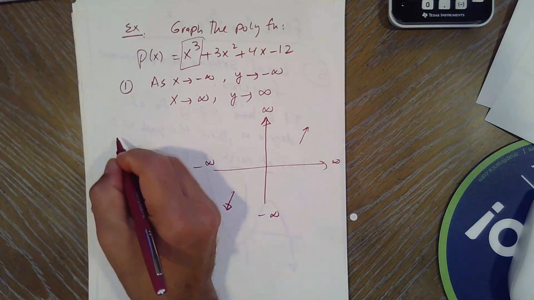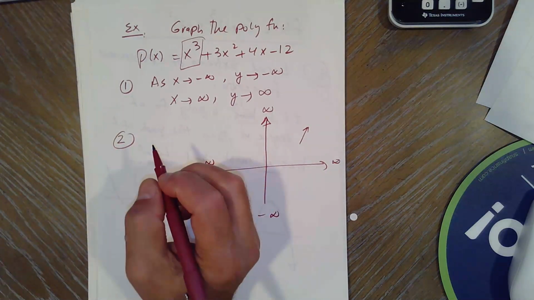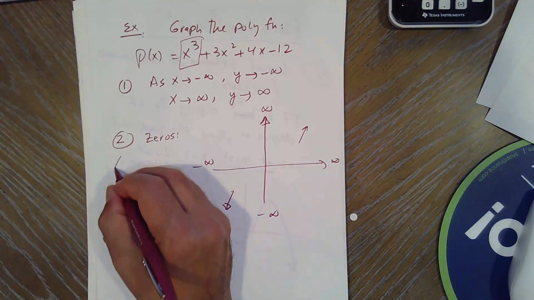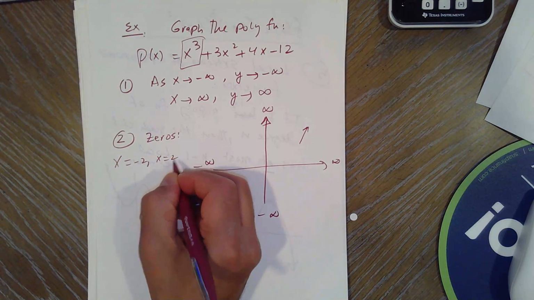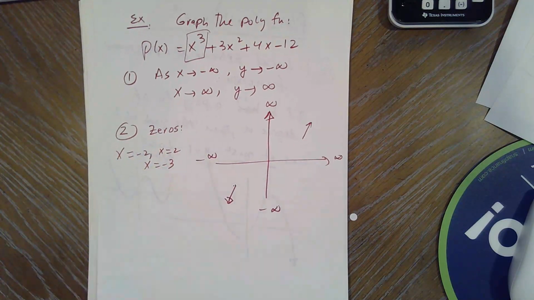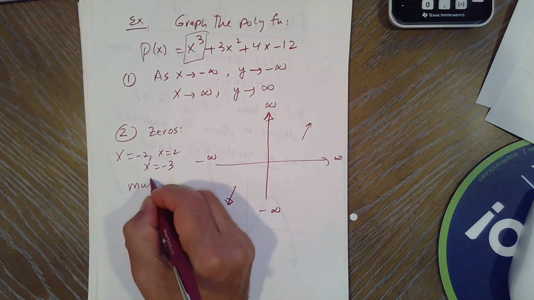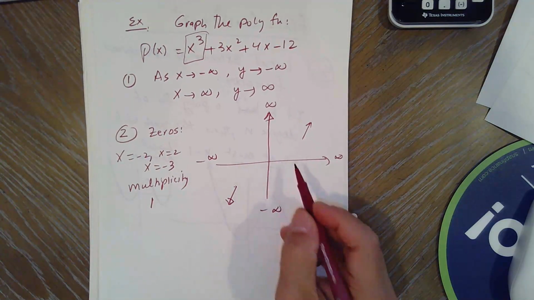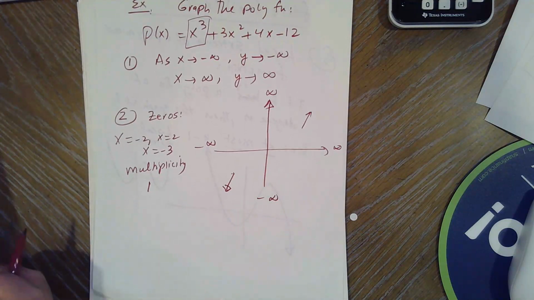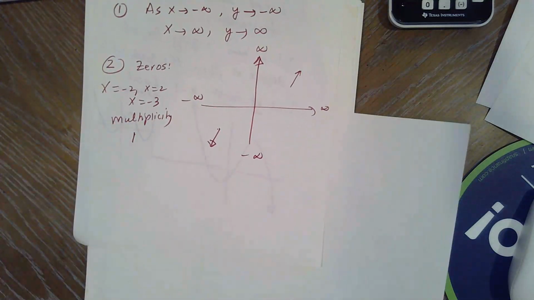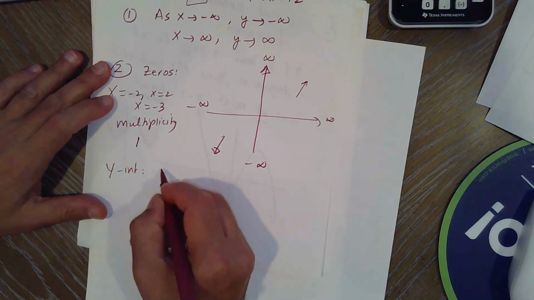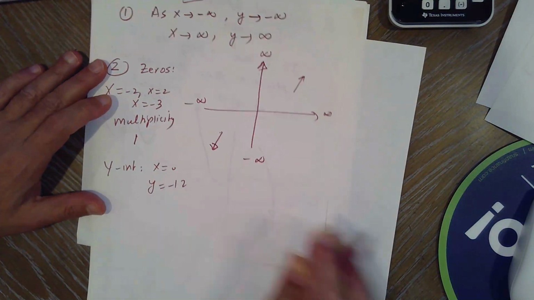So we got that, and then the zeros. We already got the zeros; we did that previously today. So these are the zeros. They all have multiplicity 1, so the graph will go through these zeros. That's all we could do. The intercept, we found the y-intercept: when x is 0, y is -12.